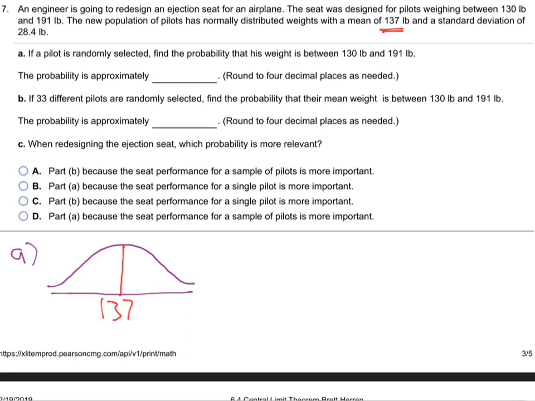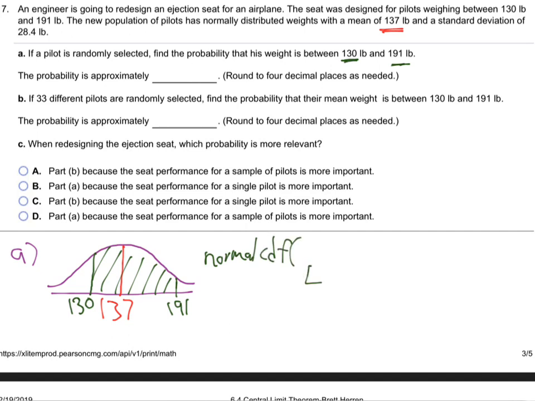Where do they say greater or less or between? Yeah, they say between, don't they? Between 130 and 191. Where's 130? A little bit left. And then 191 is way over here. So they want all that, don't they? So that's the left and right edges of my shading chunk, huh? So then we just dive into the normal.